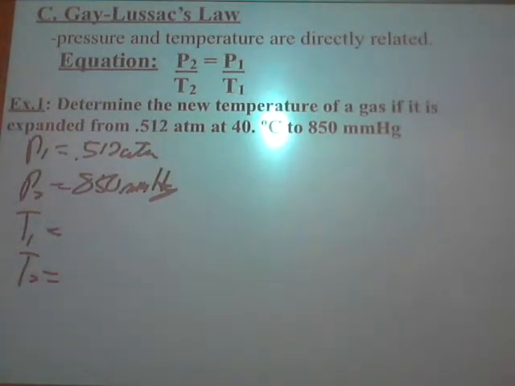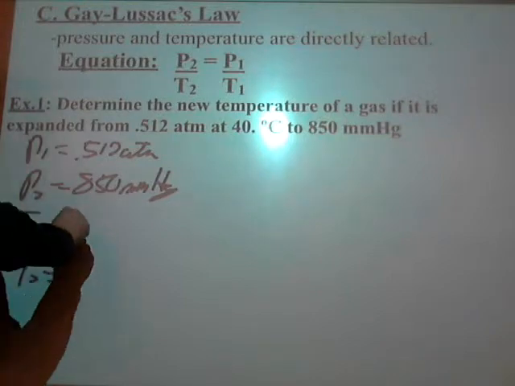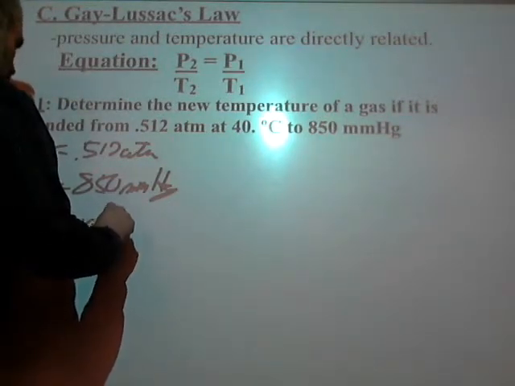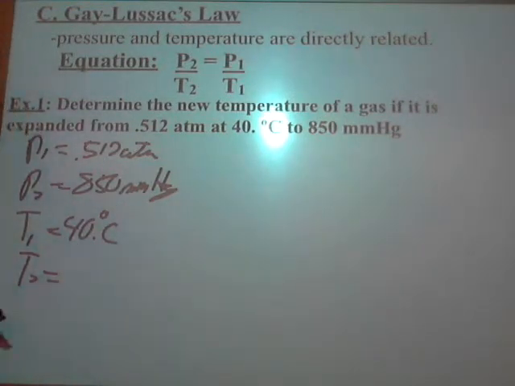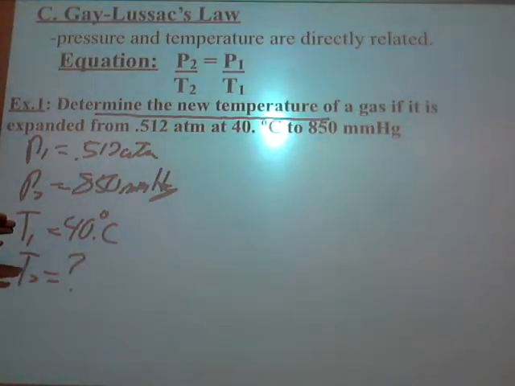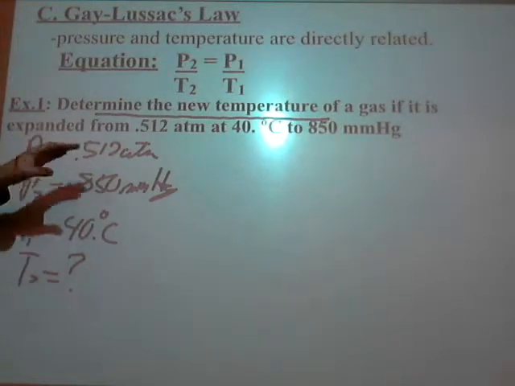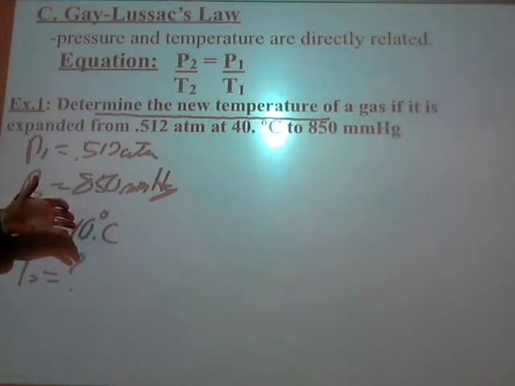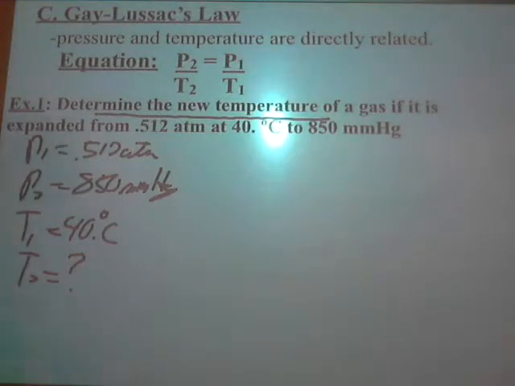All right, my initial temperature, Marie, who is staring off into space. What's my initial temperature? 40 degrees Celsius. Correct, 40 degrees Celsius. And finally, my T2, it says determine the new temperature. That's your unknown. Now, I have some changes to make here. So the first thing is to pick them out correctly. Second thing, make your metric or whatever changes you have to make. In this case, I got to change my pressures.